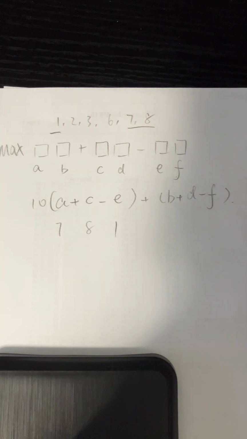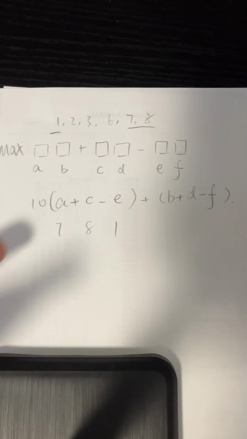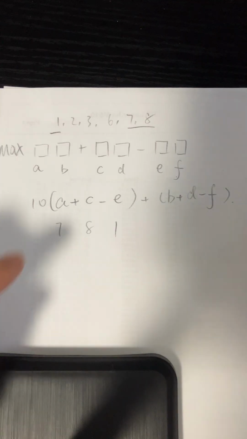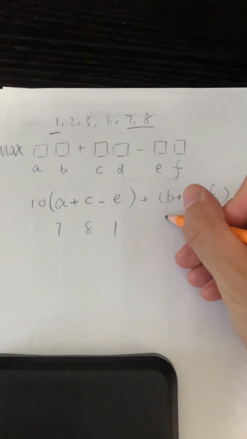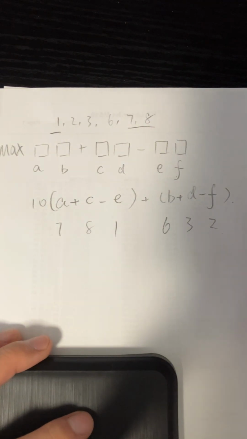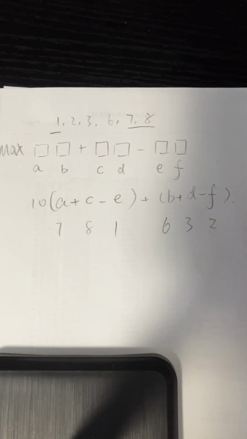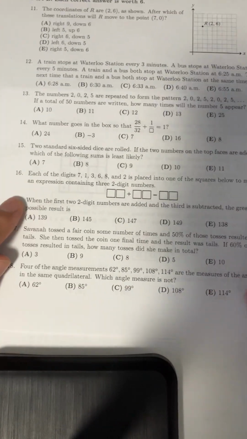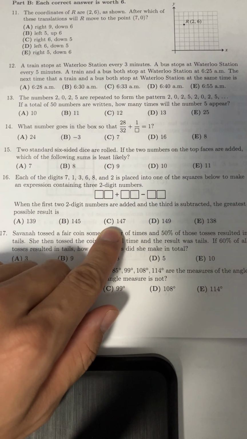So actually, it doesn't matter which numbers you put in these boxes. You just need to consider them as a whole group. And the rest numbers are 3, 6. Okay, so it's just a 3, 6, and minus 2. And this would give you 140, and that is 7. So the answer is 147. So let's have a look. 147, we do have this as one of the choices, so it's C.